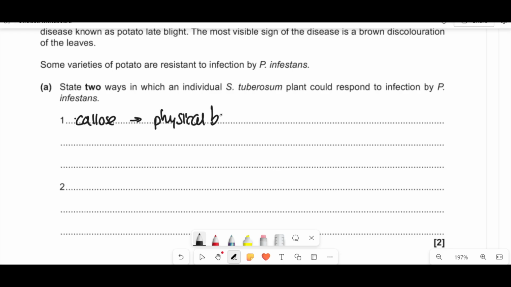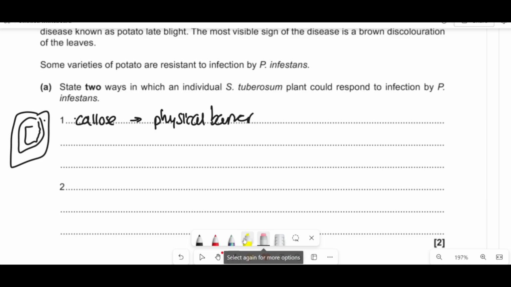Let me write this down, sorry. So, physical barrier. What it is, it's a polysaccharide, and what it does is it deposits between the plant cell wall and the membrane in times of stress. So here's your cell wall, between it and the plasma membrane there's callose, and it prevents the pathogen from being able to actually get in. And that's quite helpful.